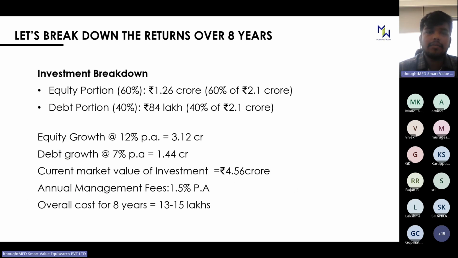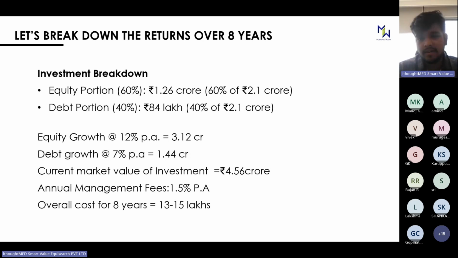So, let's say 60% is in equity out of the 2.1 crores. That would be 1.26 crores, and debt is around 40%, which is 84 lakhs of 2.1 crore. So after an 8-year period, at 12% per annum returns for the equity component, the 1.26 crore would be around 3.12 crores, and for that 84 lakhs at 7% per annum after 8 years, it would be 1.44 crore.